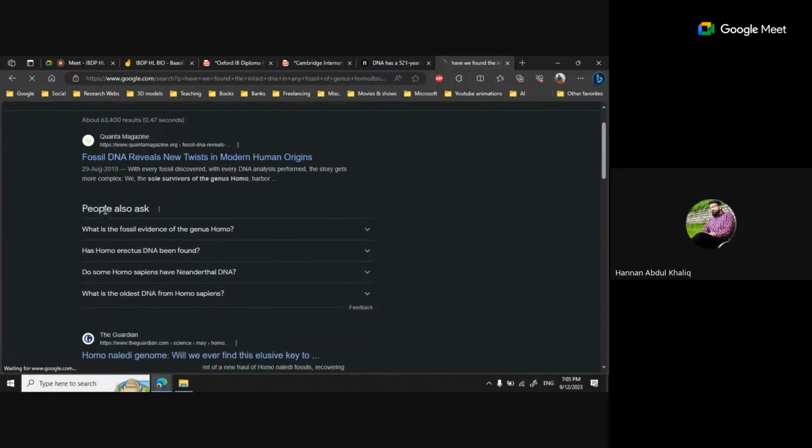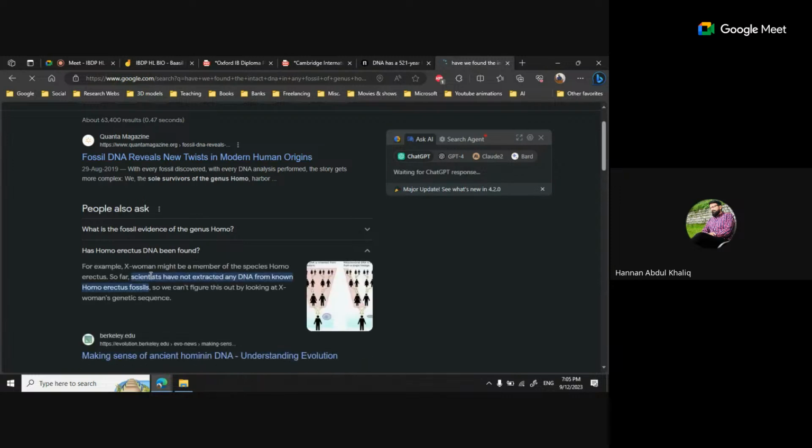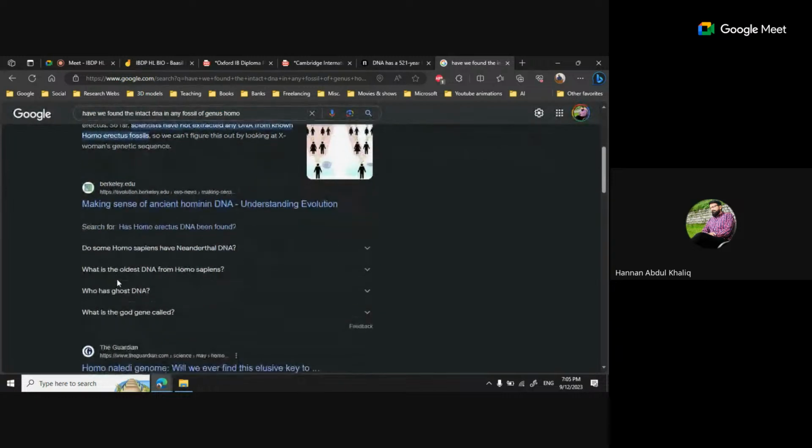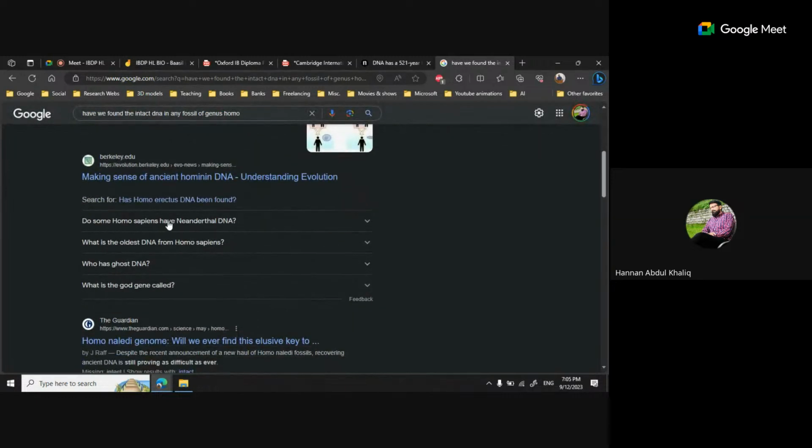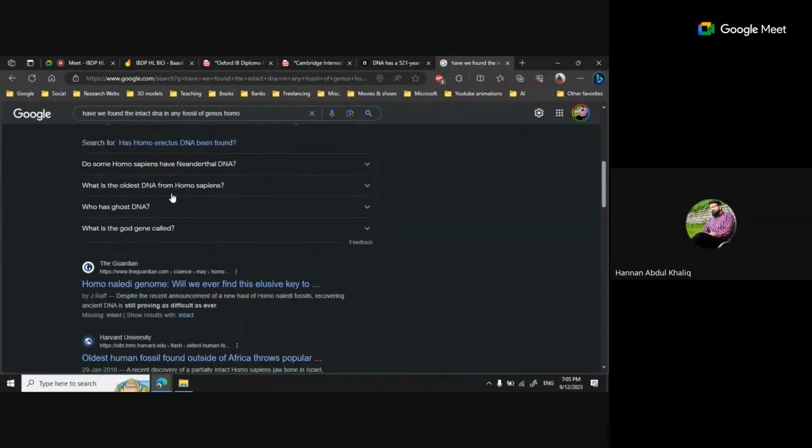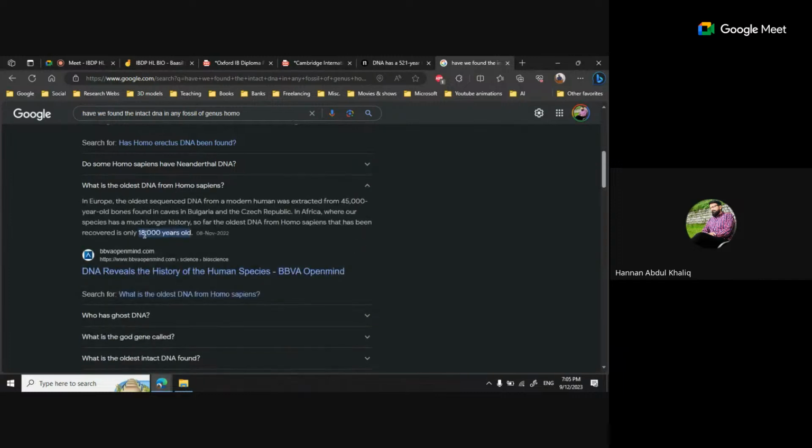Okay, what is the fossil evidence that the X woman might be a member of the species Homo erectus? No, wait. The oldest sequenced DNA from a modern human was extracted from 45,000-year-old bones in the caves of Bulgaria.